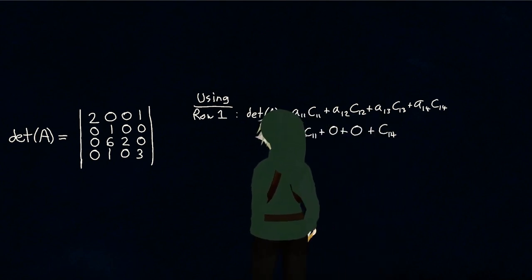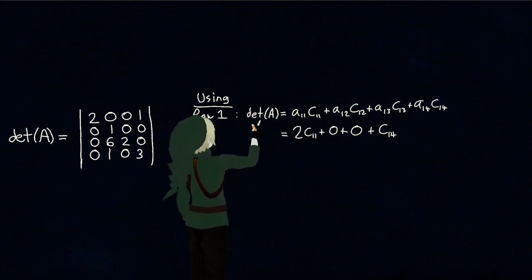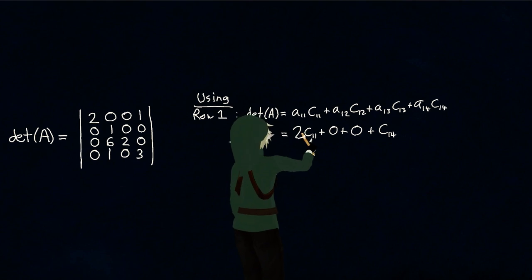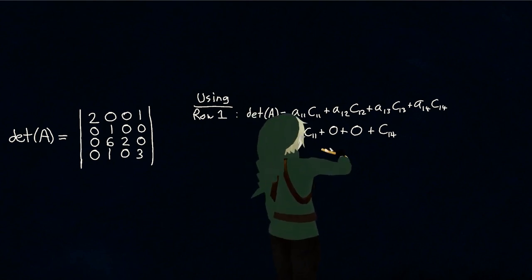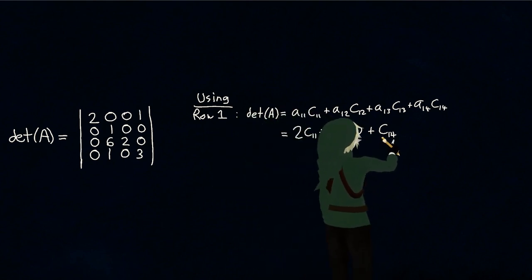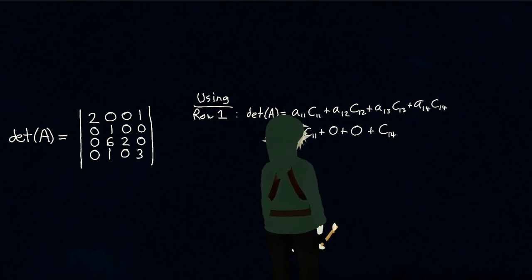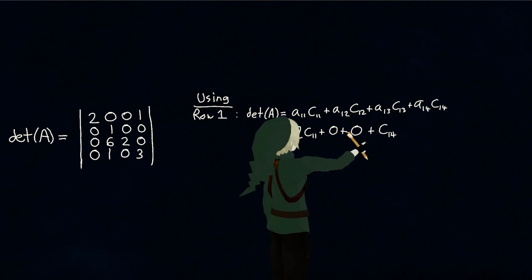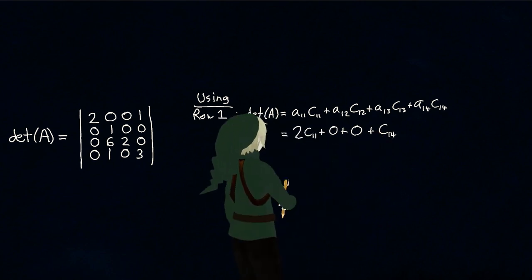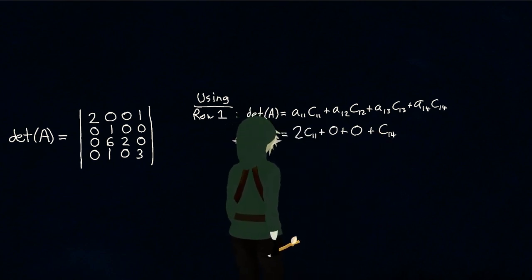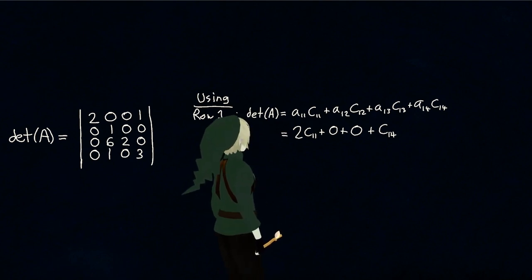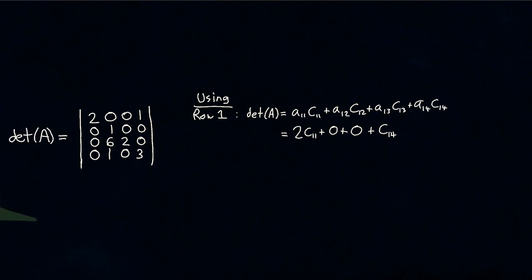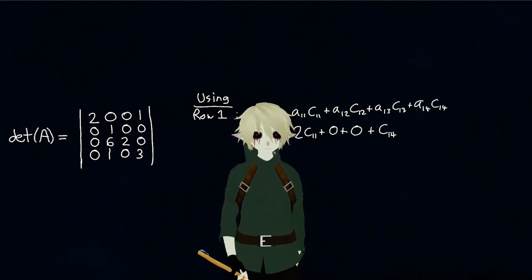Okay, so our determinant of A is equal to 2 times the cofactor of submatrix A11 plus the cofactor at 14. So it's 2 times the cofactor of 11 plus the cofactor of 14. That's our determinant of A, right? That's what it looks like when we use row 1. Now let me show you row 2.